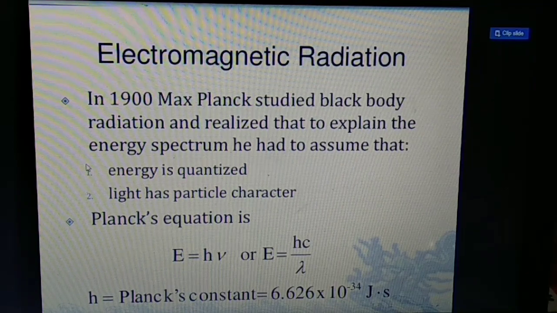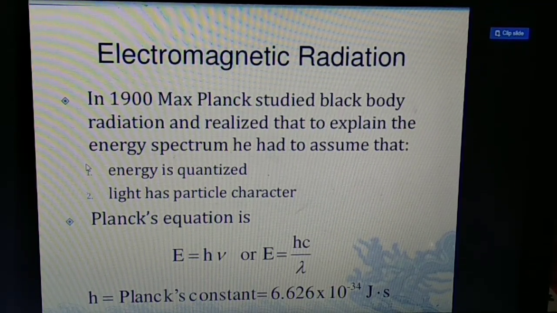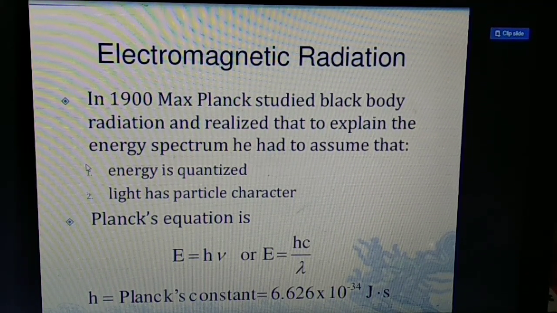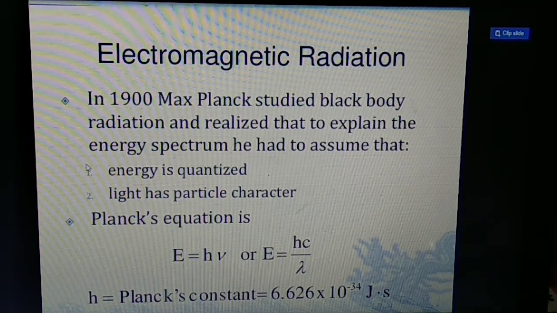But my dear students, there were drawbacks in Rutherford's model. Rutherford's model could not explain the stability of the atoms. Then Bohr's model we have to study. Next day we will discuss Bohr's model.